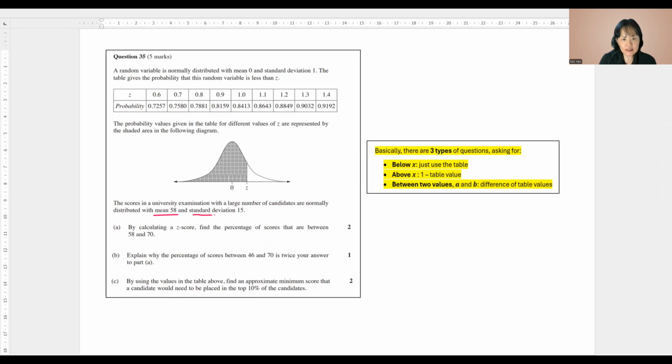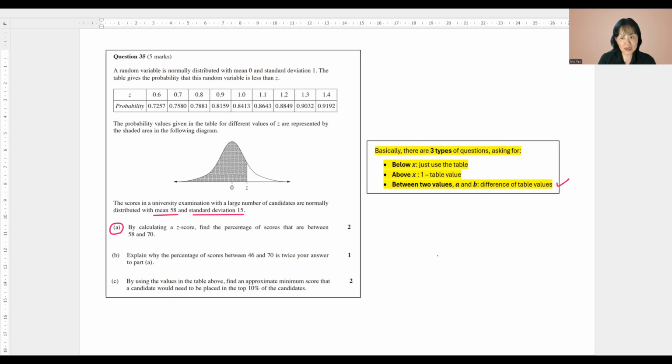and standard deviation 15. Part A, by calculating a z-score, find the percentage of scores that are between 58 and 70. So this is the between one, so which is just find the difference of table values.